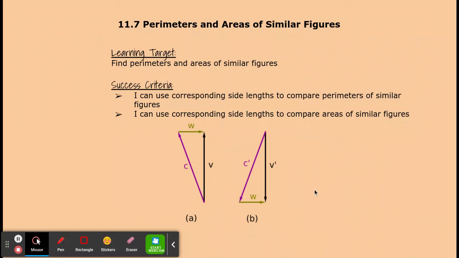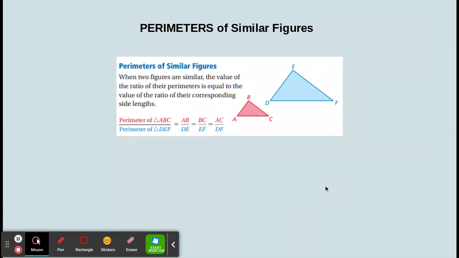11.7, perimeters and areas of similar figures. When two figures like these two triangles below are similar, the value of the ratio of their perimeters is equal to the value of the ratio of their corresponding side lengths.